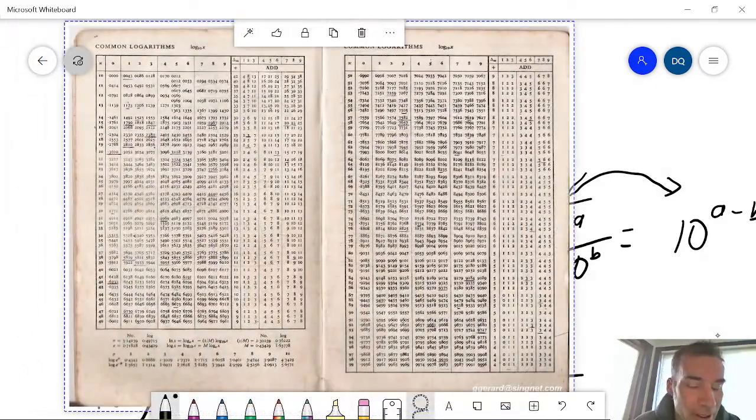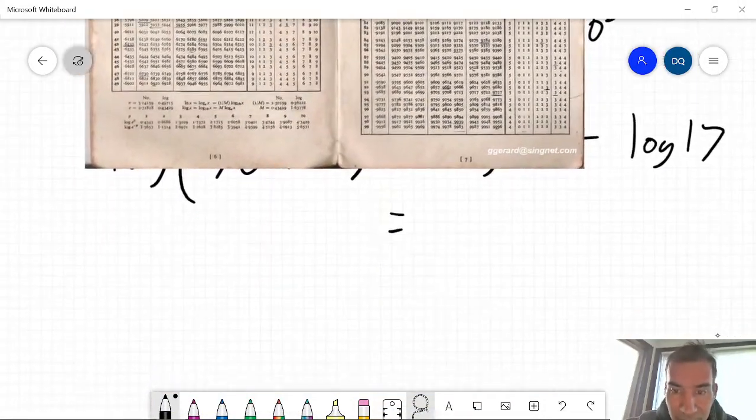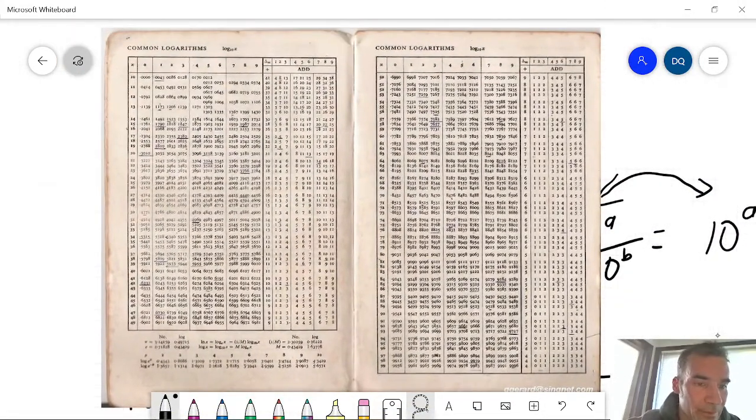Okay, here we go. So the log of 70 is 1.8451. I know it says 0.8451. I'm assuming if you're using this, you know it's got to be at least a 1. 10 to the exponent 1 is 10. 10 to the exponent 2 is 100. So if you're looking for a number between 10 and 100's log, it's got to be 1 point something. The log of 70 is 1.8451.